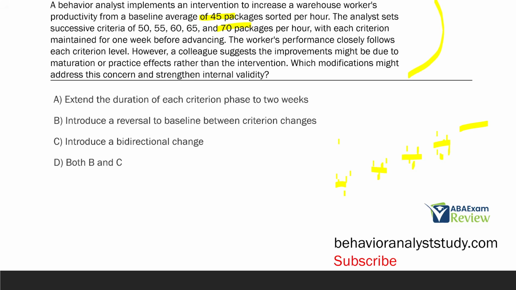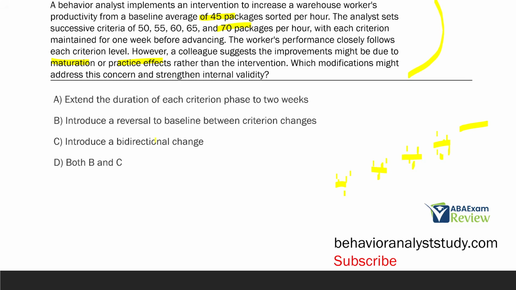So let's look at A. Extend the duration of each criterion phase to 2 weeks. Well, we already know the behavior is closely following each criterion phase. So extending them out likely isn't going to change that, especially if maturation or practice effects are confounding, because both maturation and practice effects will likely be more confounding the longer time goes.